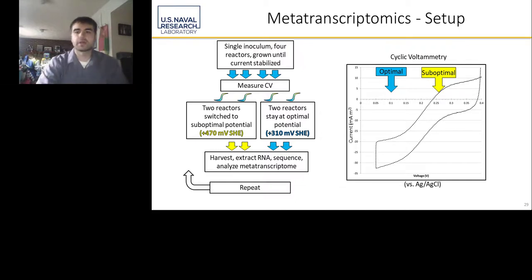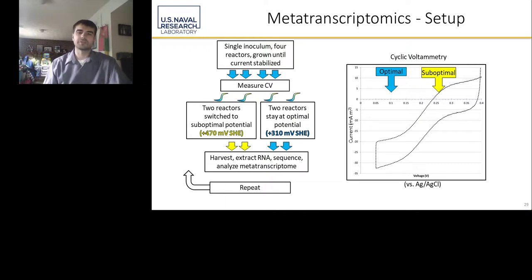And to do this, we're using this kind of paired electrode design. So we are growing 4 of these electrodes up, and then we're measuring cyclic voltammetry to make sure that everything electrochemically looks normal. And then we're switching 2 of those electrodes from the optimal potential, which is 310 millivolts versus a standard hydrogen electrode, or in this case, in the figure on the right here, I've got it against a silver chloride electrode, where it's 0.1. This is all just relative to a reference electrode.